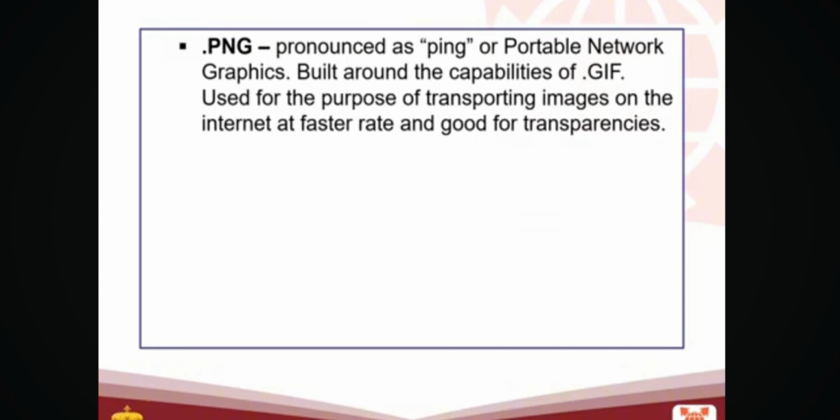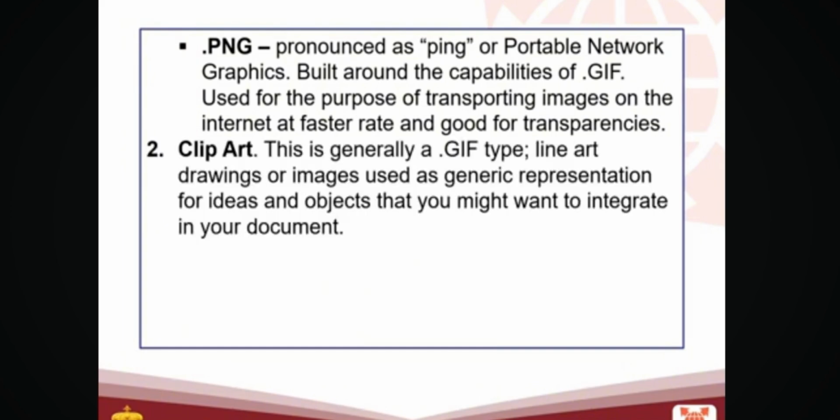Another example of picture is .png, pronounced as PNG or Portable Network Graphics, built around the capabilities of .gif. It is used for the purpose of transporting images on the internet at a faster rate and is good for transparencies. Next kind of material is clip art. This is generally a GIF type line art, drawings, or images used as generic representation for ideas and objects that you might want to integrate in your document.